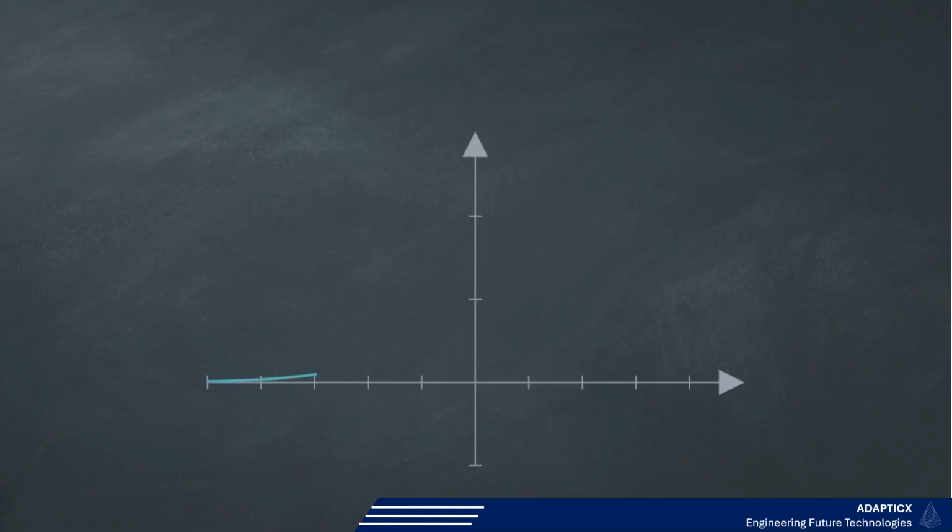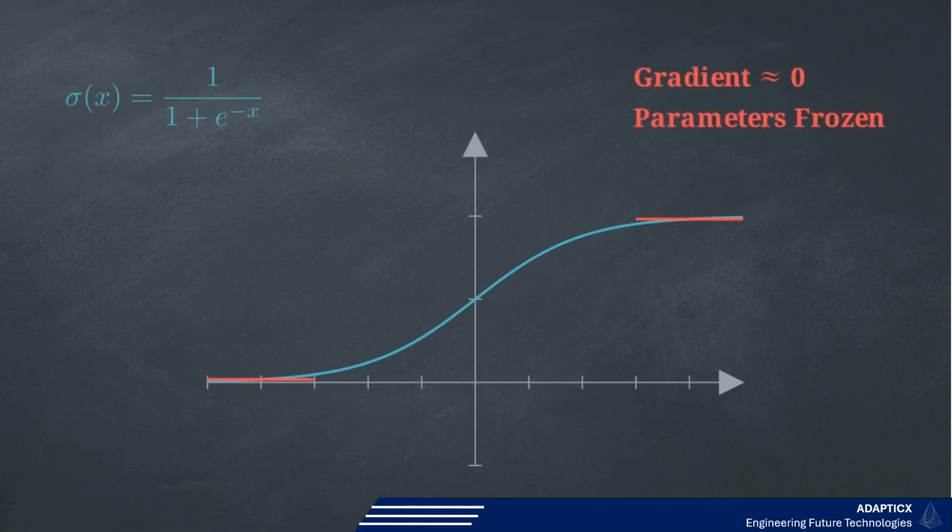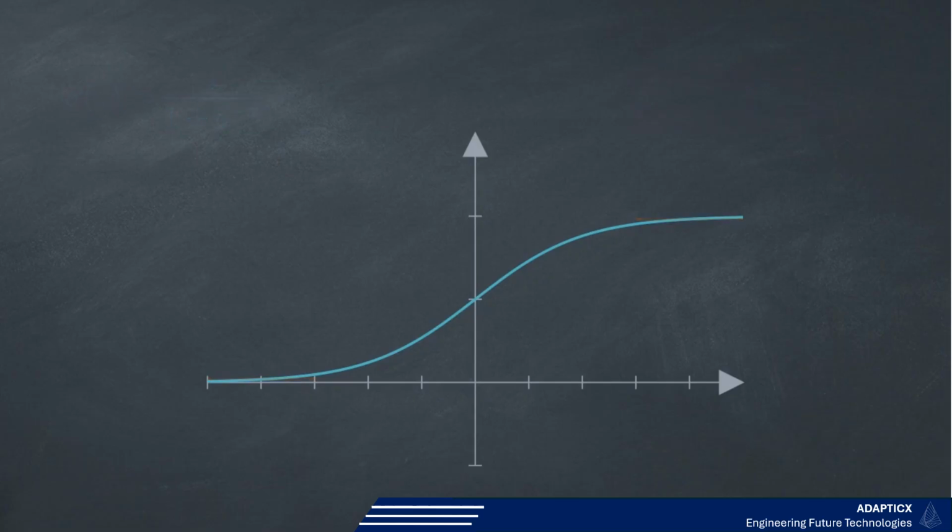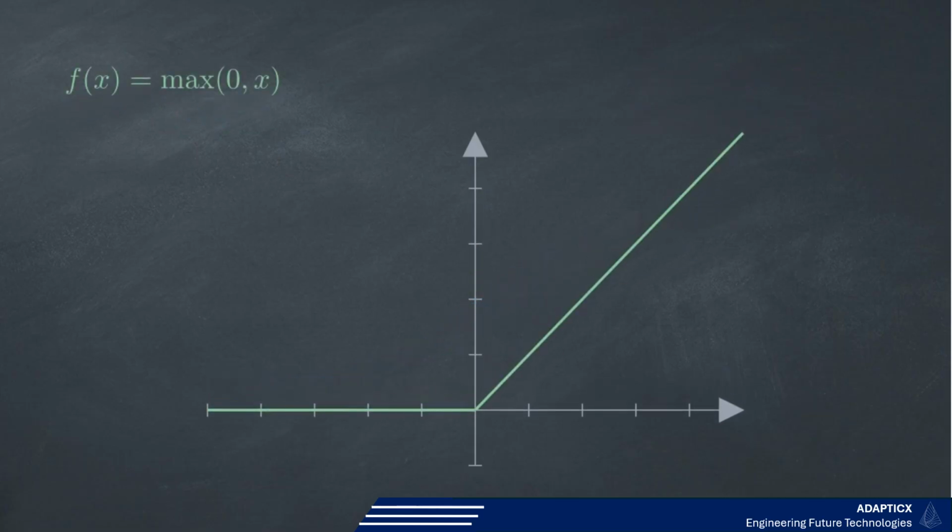The sigmoid curve was the early standard. Its tails flattened completely, causing gradients to decay to zero and freezing parameters. The fix was the rectified linear unit, or ReLU. It outputs a constant gradient for positive inputs, allowing error signals to flow backward without disappearing.